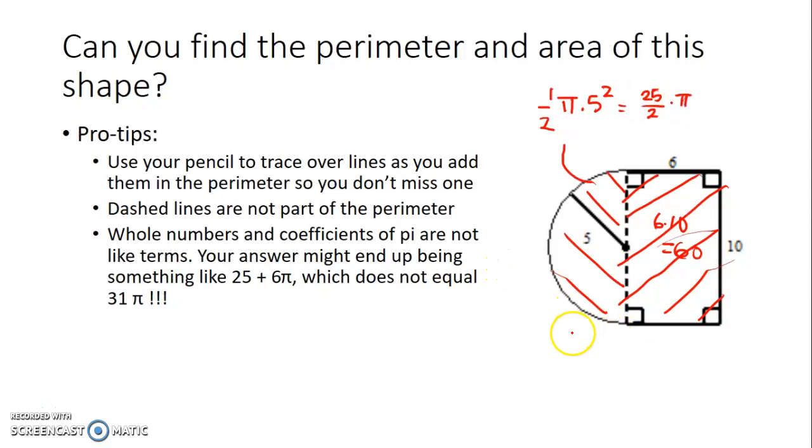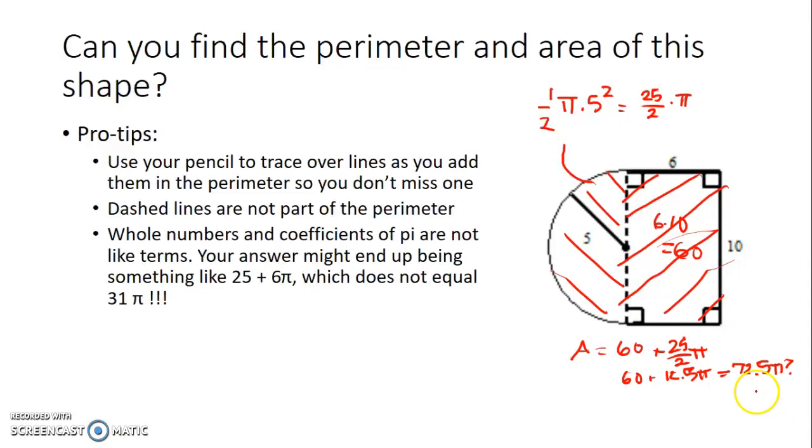So our area overall would be 60 plus 25 halves pi. That's just 12 and a half. I could write it either way. And I could, if I wanted, use 3.14 to plug in here. Can I combine these? Are these like terms? Can I say that 60 plus 12.5 pi is equal to 72.5 or 72.5 pi?